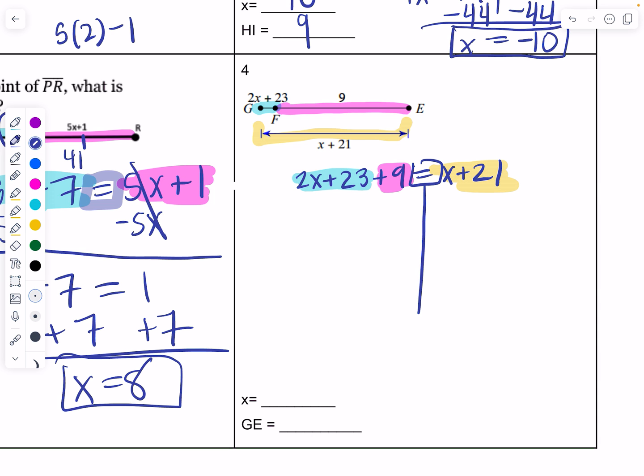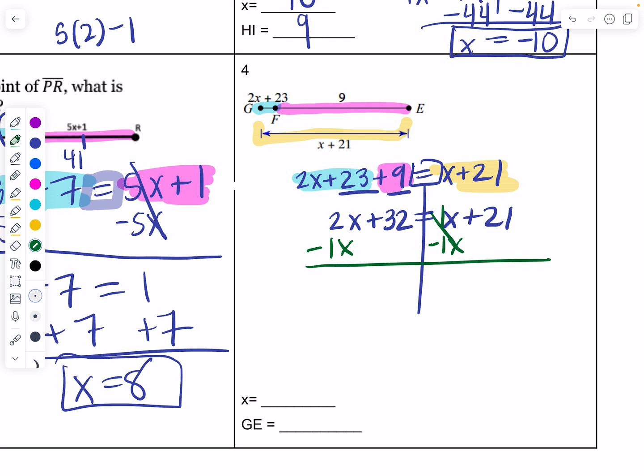So we've got to clean up the left-hand side first. So what can I put together on the left-hand side? The 23 and the 9. So we can combine like terms. That's going to give us 2x plus 32 equals x plus 21. I'm going to put the 1 there because that helps my brain. And so when I go to solve, I'm going to subtract 1x from both sides. And I get 1x plus 32 equals 21. And then I'm going to subtract 32 from both sides.